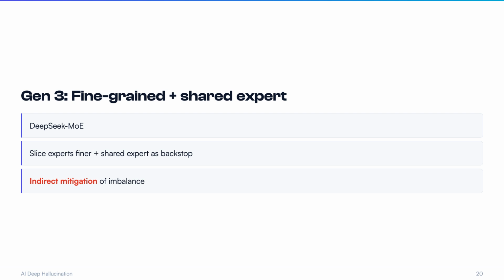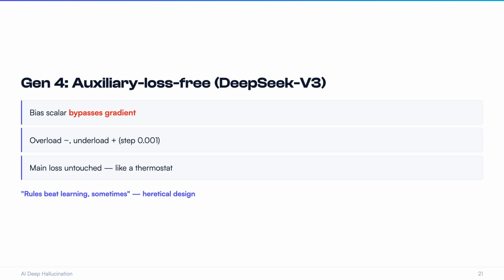How does Gen 4 solve the earlier penalty drags quality problem? Gen 4 is DeepSeek v3's auxiliary loss-free approach. Add a bias scaler to each expert. This scaler doesn't go through gradient backprop, more like a thermostat. Overloaded ones get nudged down, underloaded ones get nudged up.